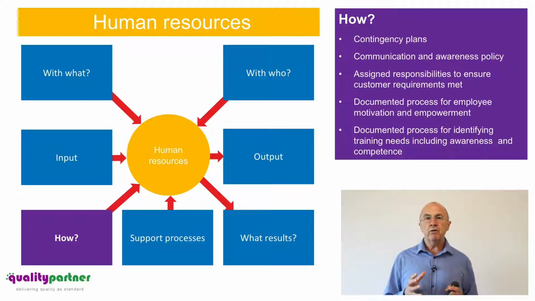We need to make sure that we've got clearly assigned responsibility to ensure that we can meet all customer requirements. So again, this is making sure that we've got people skilled in the relevant customer systems that we need to interface with. Not new, but more emphasis on that within IATF 16949. We need now to have a documented process for how we motivate people within the organisation and how we empower people within the organisation, particularly how we empower them to make sure the organisation can meet the defined quality objectives.